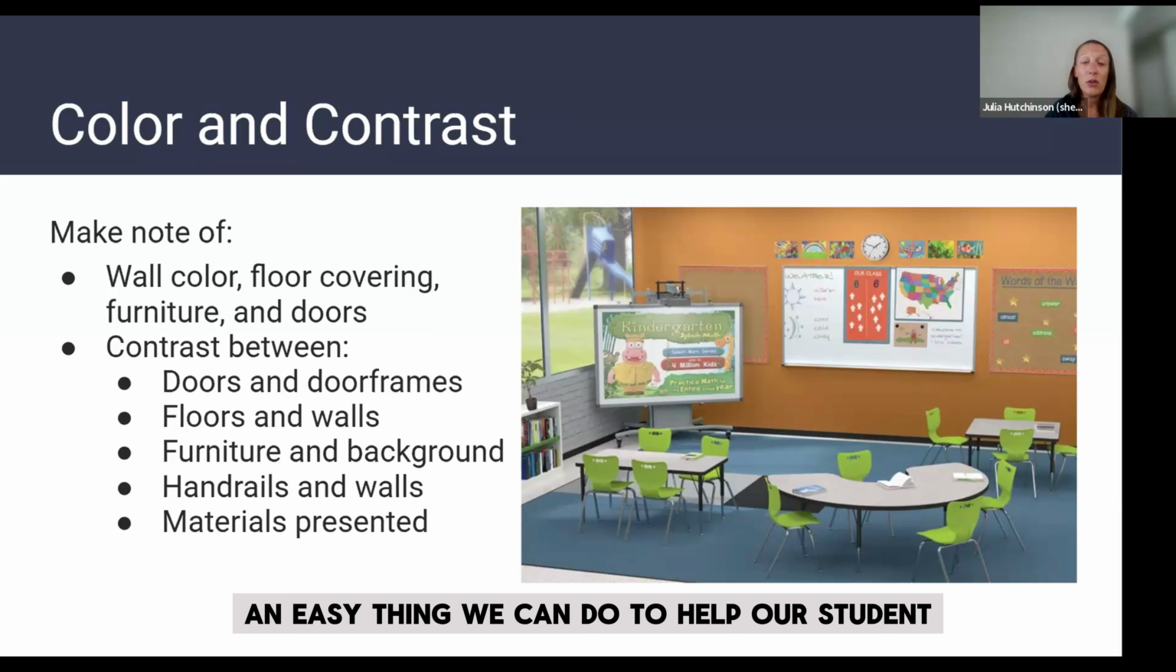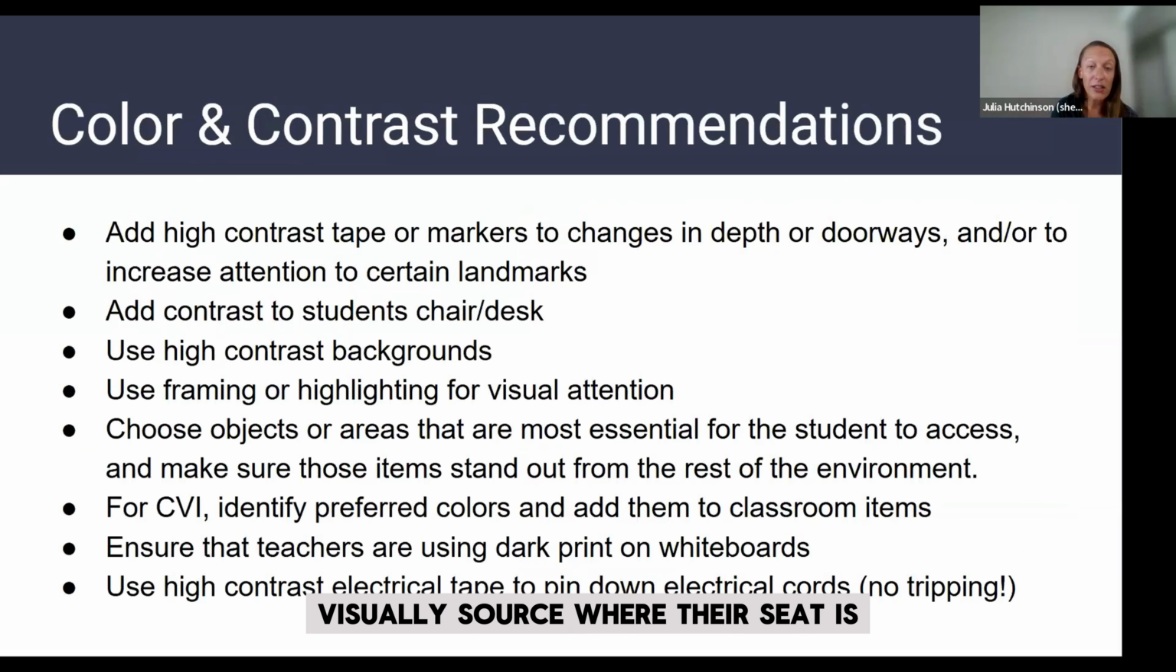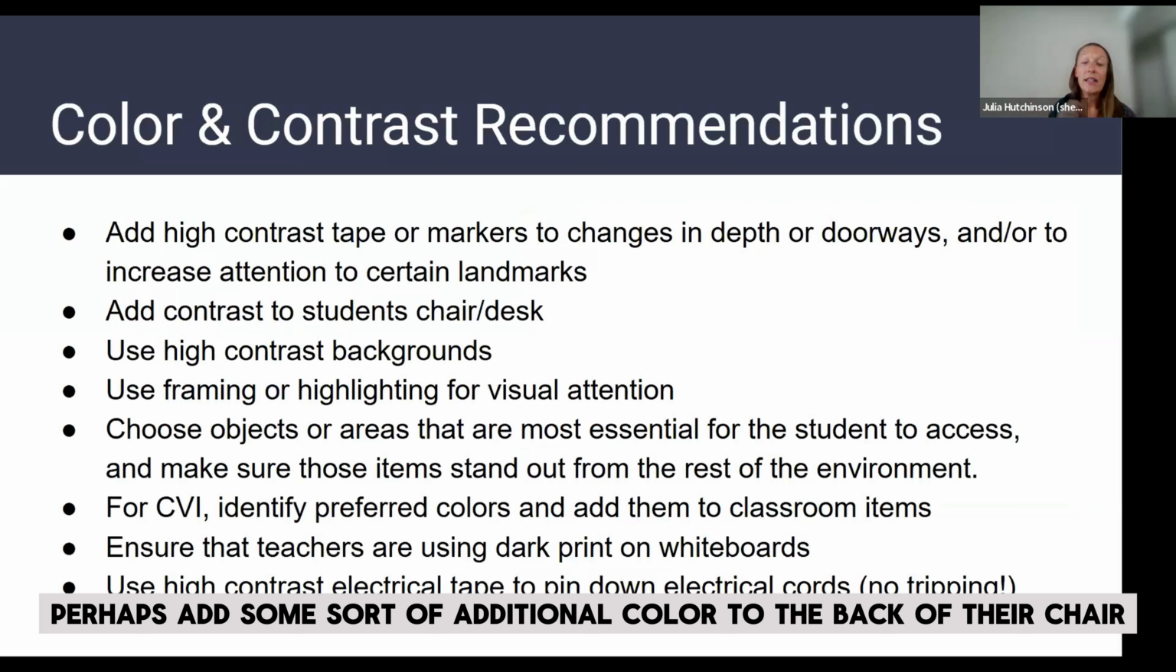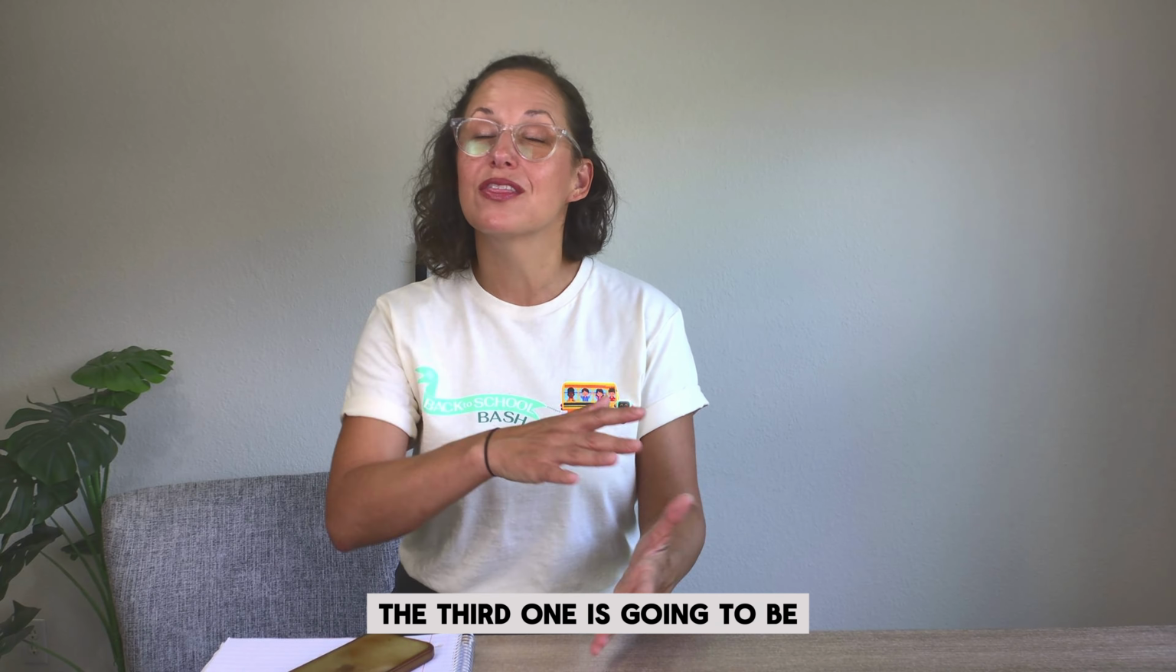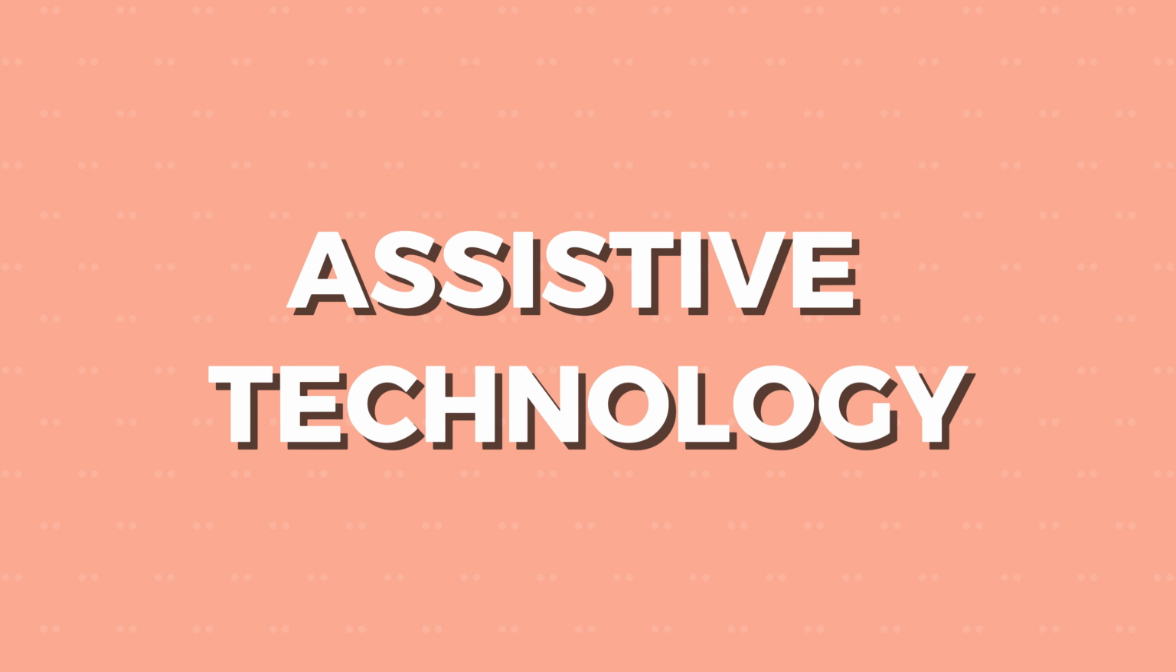An easy thing we can do to help our student visually source where their seat is perhaps add some sort of additional color to the back of their chair, put a mat that's a different color on the table so that they can get that visual attention and know where their seat is as they're learning the layout of the classroom. The third one is going to be assistive technology.